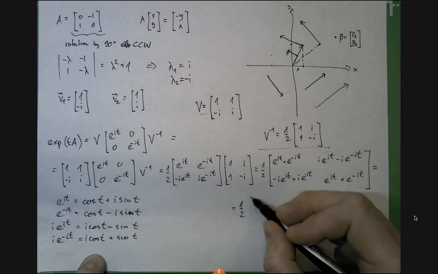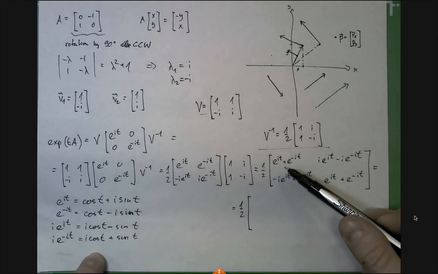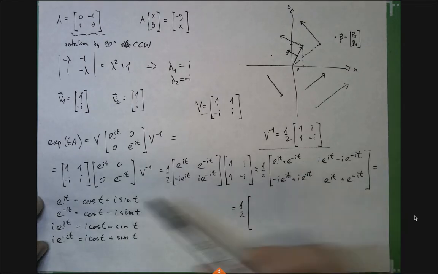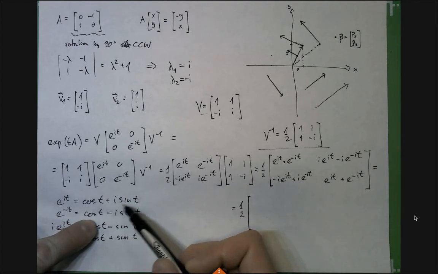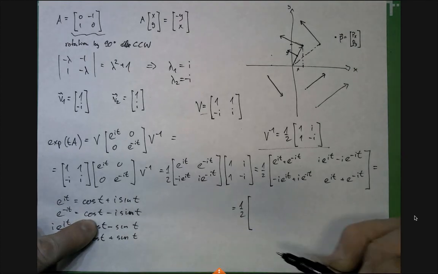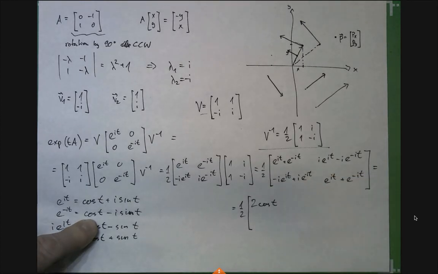So this will be 1/2 of what? So let's look at it. So this is E. Are you following me? So this is e to it plus e to minus it. So I'm summing these first two terms. Okay. So what I see, well, the i sine t's, they cancel, right? And I'm left here just with 2 cosine of t.